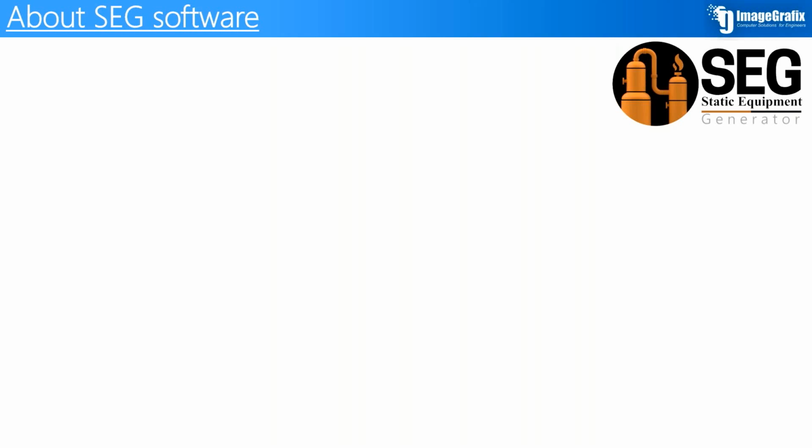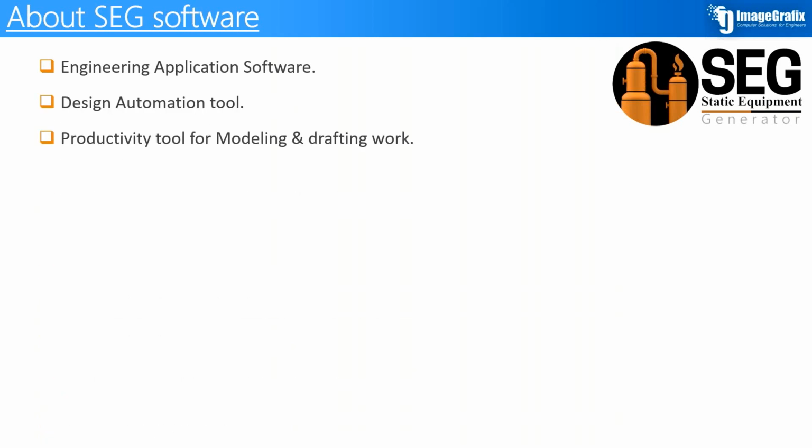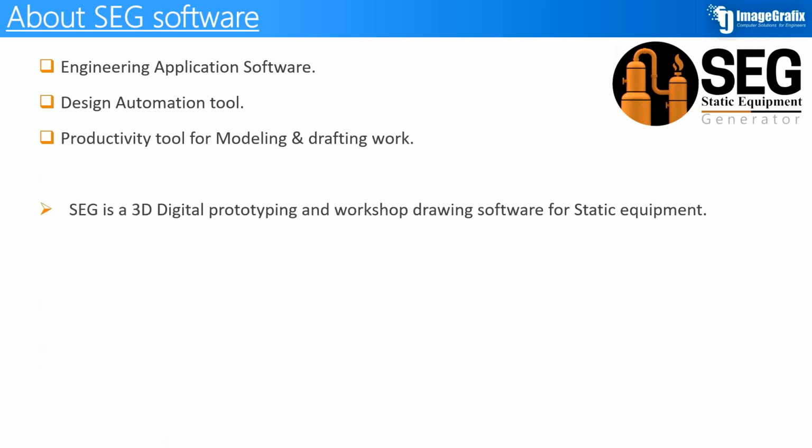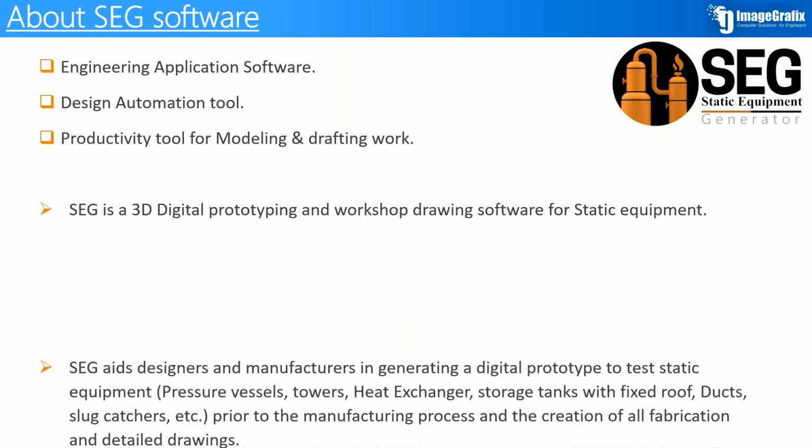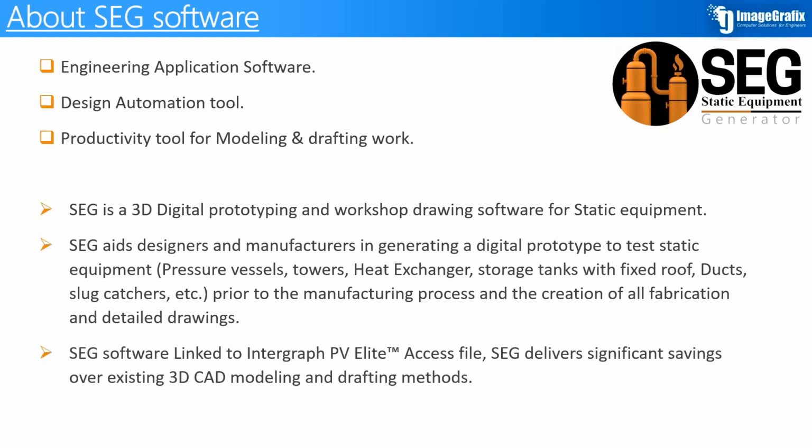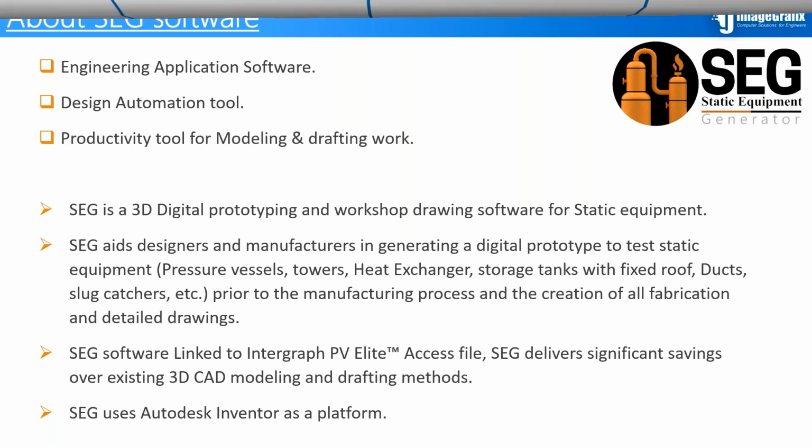Now let's talk about the SEG Software. It's an engineering application software and a design automation tool. It's a productivity tool for 3D modeling and detailing work. It's linked to Intergraph BB access file to generate the 3D model and the fabrication drawings. You will need Autodesk Inventor as a platform to be able to run SEG software.